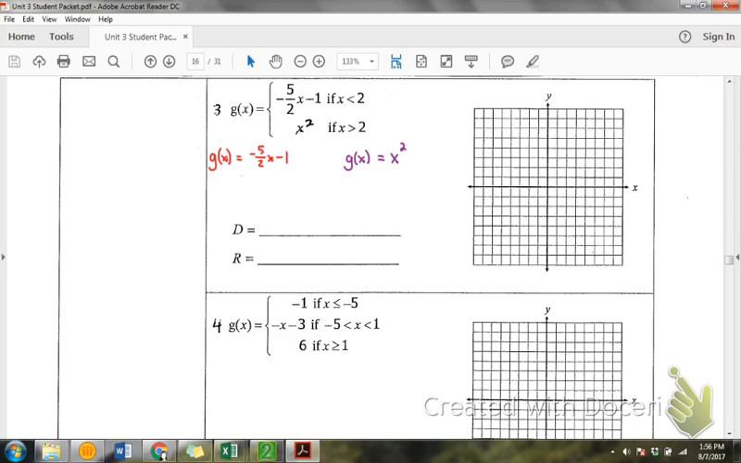So let's graph the red one first. We know how to graph that. The b value here is -1. Your slope is -5/2. Doesn't matter where you put the negative, either top or bottom, but not both. Okay, go ahead and graph your red line.